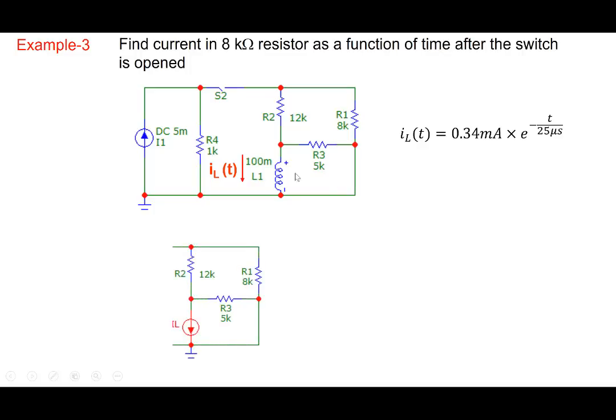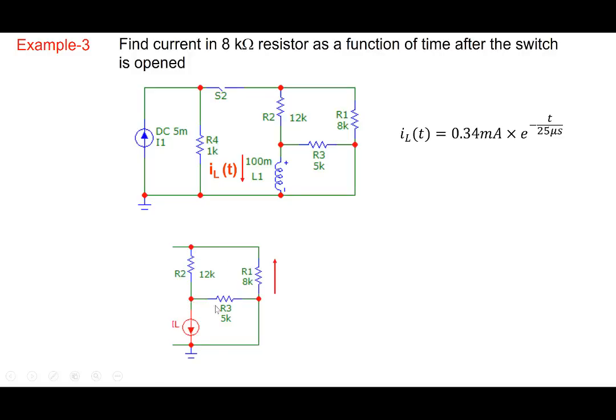Okay. So now what we do is, as I've been saying, the switch is open, right? So we keep R2 here, R1 here, R3 here, and we take the inductor out and we replace it by a current source. What is the value of this current source? This is here, 0.34 e to the power minus t. It's a time-dependent current source, but it's a current source here, right? And now we need to find out what is the current flowing in the 8K resistor here, right?